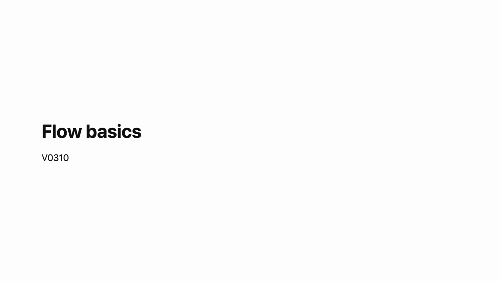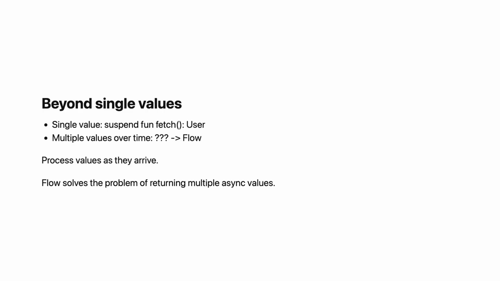Sometimes one value is not enough. A function that fetches a single user returns user. But what about a function that fetches users as they arrive, one at a time, over time? You could return a list, but then you wait for all values. What if you want to process each as it comes? You need a stream, a sequence of values emitted over time. Process each value as it arrives. Do not wait for all.